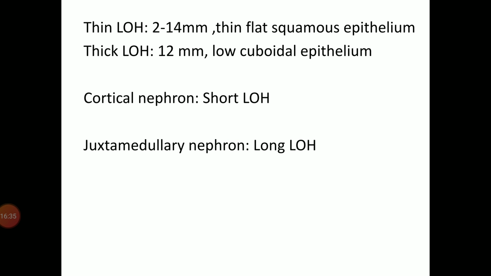So accordingly, the nephrons are of two types, the cortical nephron and the juxtamedullary nephron. I again repeat, why is this loop of Henle shorter? Because the thinner ascending limb of the loop of Henle is missing. And if there is a thinner ascending limb as well as a thinner descending limb, the loop of Henle itself would be longer. Now let us see what the cortical and juxtamedullary nephrons are.